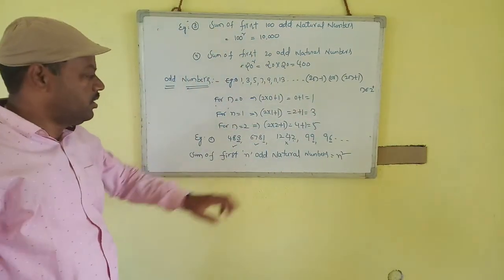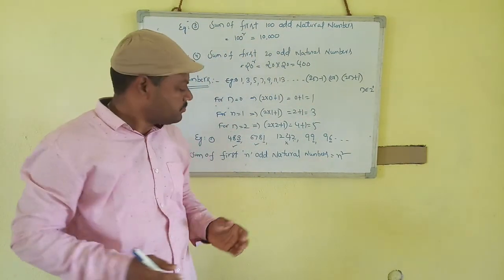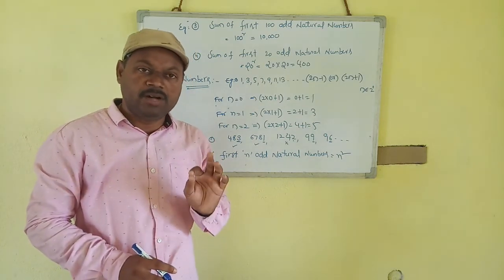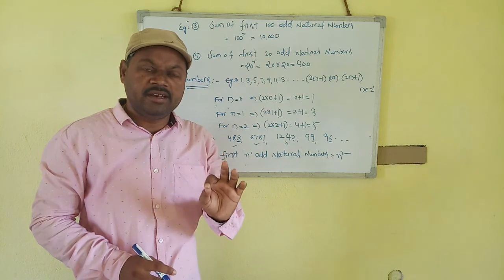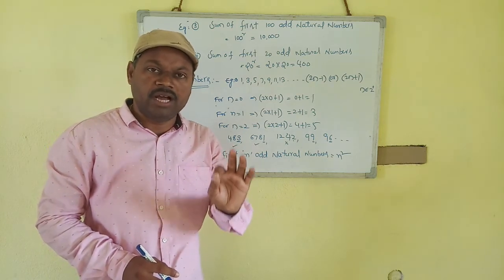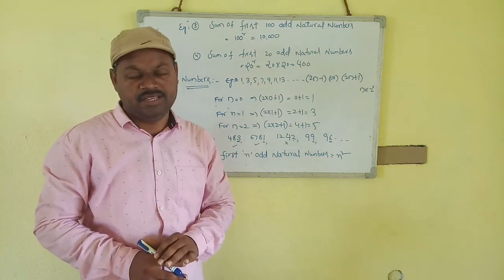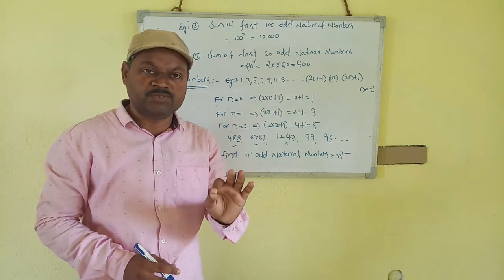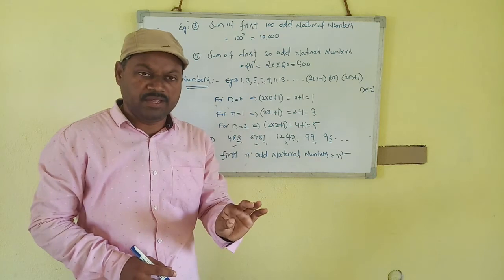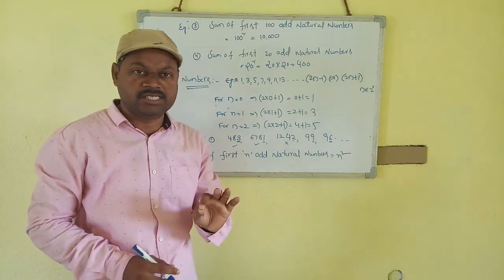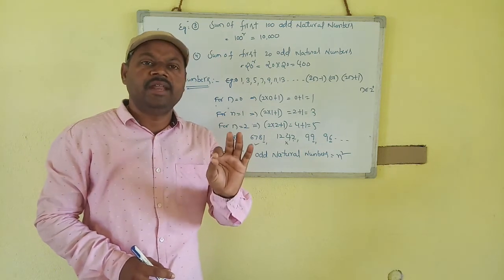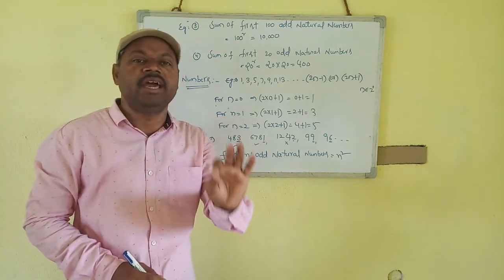Finally, once revise the two formulae. The sum of the first n even natural numbers formula is n into n plus 1. The second formula is the sum of the first n odd natural numbers is equal to n square.